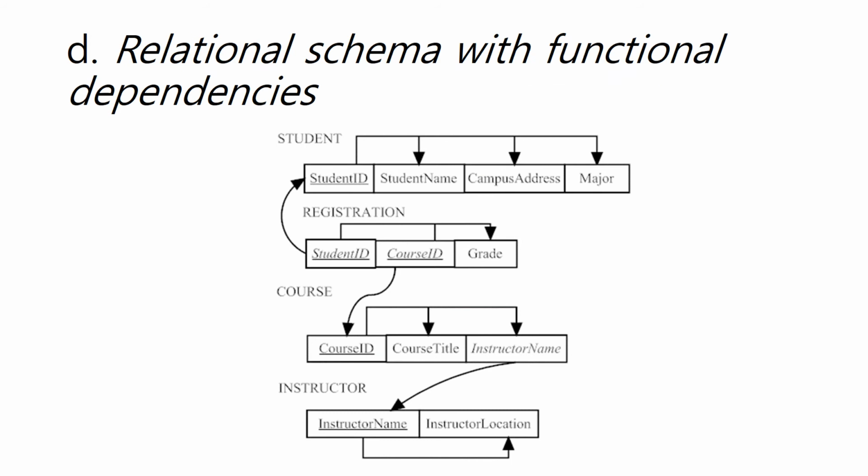D. Draw a relational schema for your third normal form relations and show the referential integrity constraints. You can see student ID determines student name, campus address, major, and student ID and course ID also determine grade. Course ID determines course title and instructor name. In the instructor table, instructor name determines instructor location.